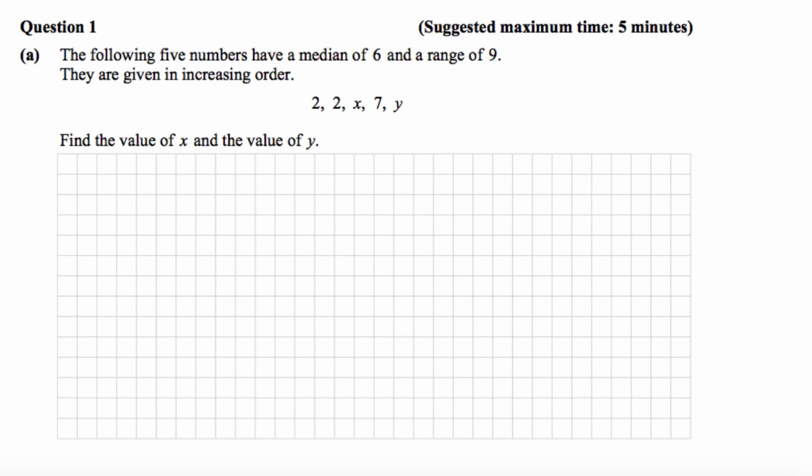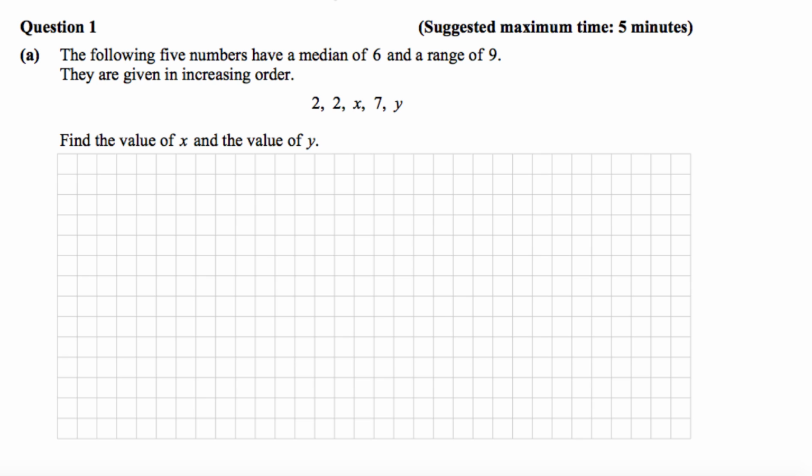So this is the 2016 Junior Cert Higher Level Paper 2 and we're looking at question number 1. Part A says the following 5 numbers have a median of 6 and a range of 9. They are given in increasing order. So the numbers are 2, 2, x, 7 and y, going from smallest to biggest in increasing order. Find the value of x and the value of y.